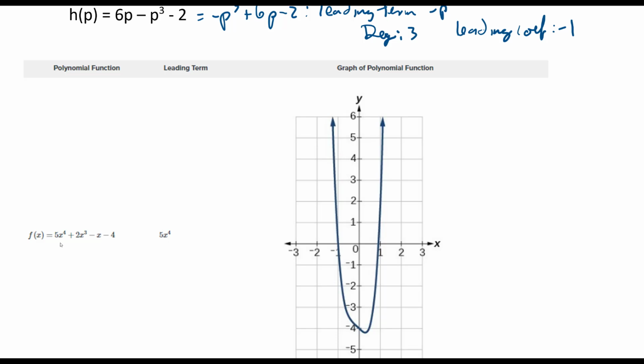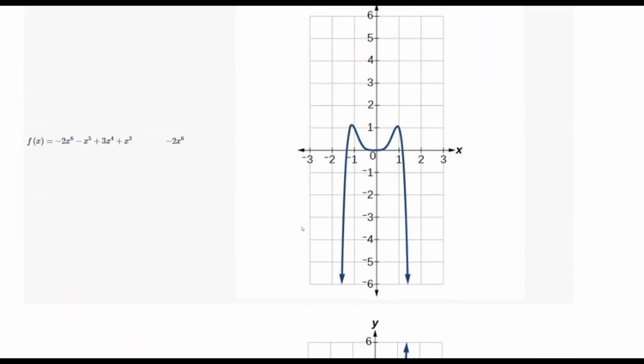So for example, f of x equals 5x to the 4th plus 2x cubed minus x minus 4. 5x to the 4th is the leading term, and so the end behavior is going to match the power function. Since it's a positive leading coefficient and an even power, it's going to go up as x gets big or x gets small. In this next one, our leading term is negative 2x to the 6th. So negative leading coefficient and even power. Given that it's a negative leading coefficient, both sides are going to go down. If there's a positive leading coefficient, both sides go up.